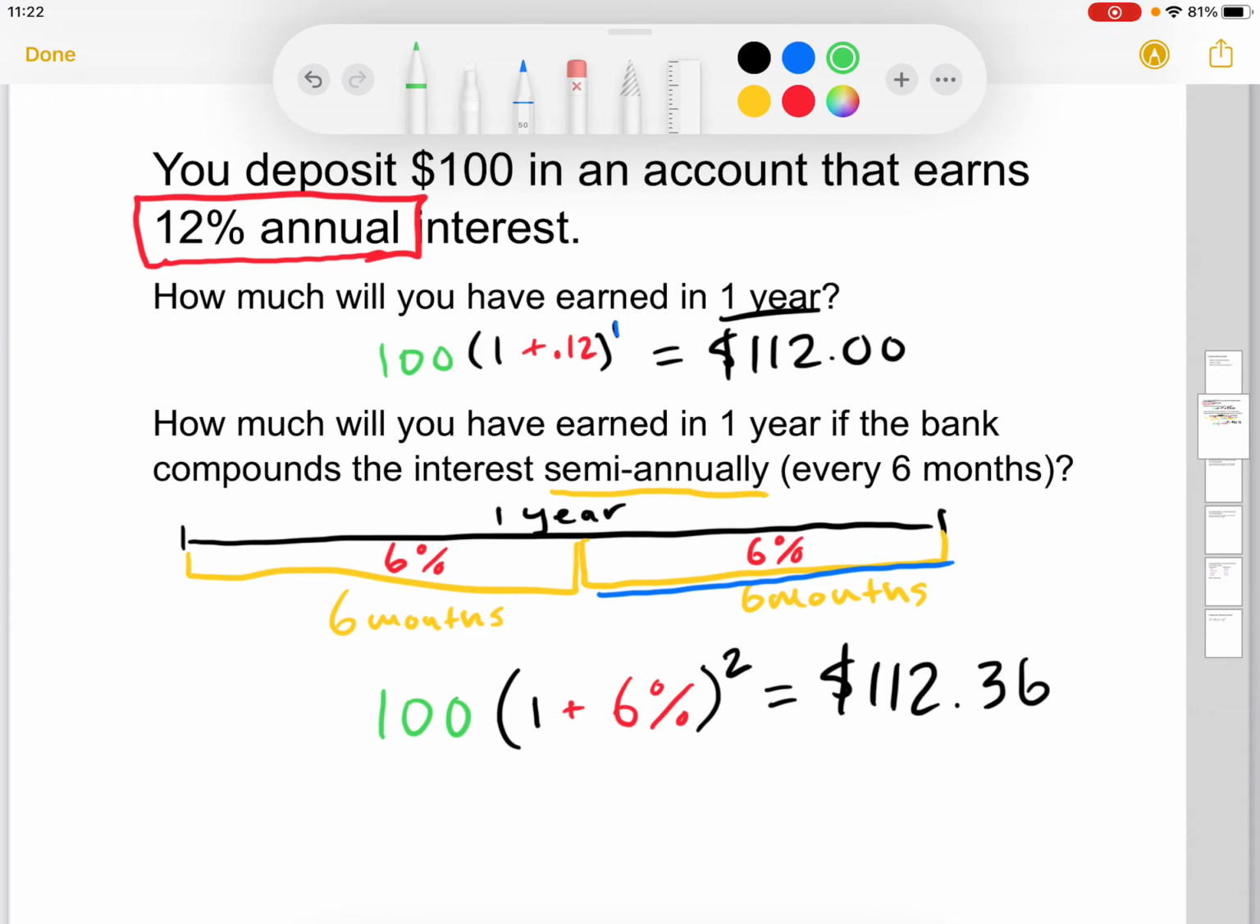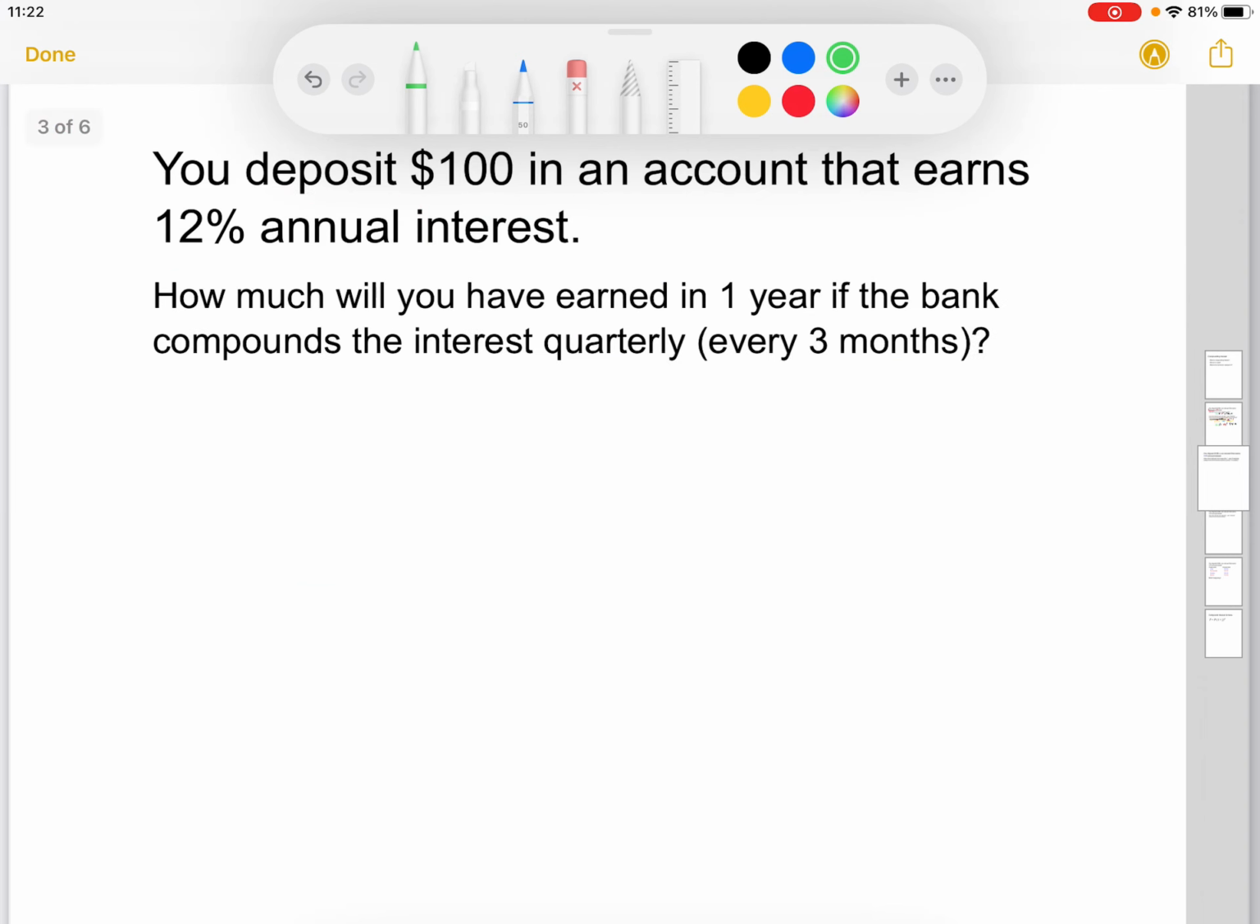Let's see what happens if we change how often we compound. So now, instead of compounding semi-annually, we're going to be compounding quarterly, which is every 3 months now. I encourage you to pause the video now to calculate how much you would earn with quarterly compounding. Okay, so our same scenario is applying here.